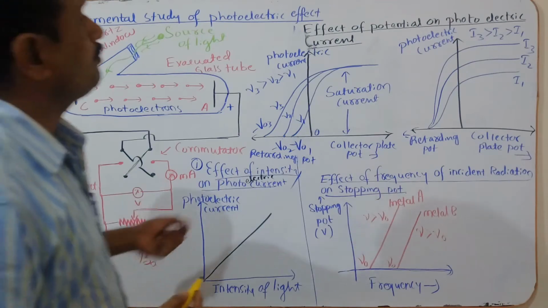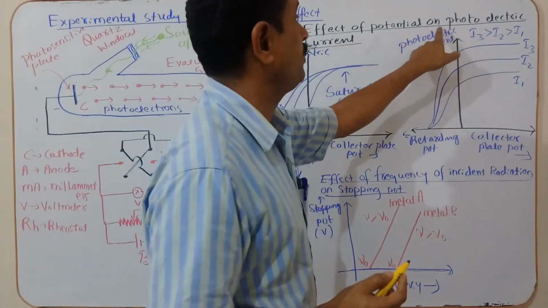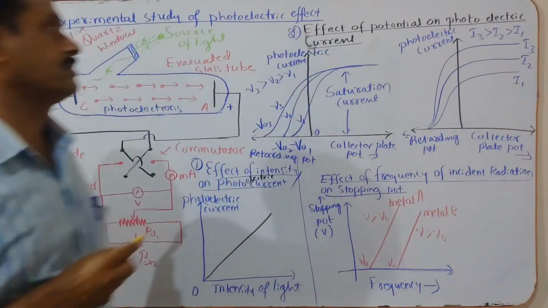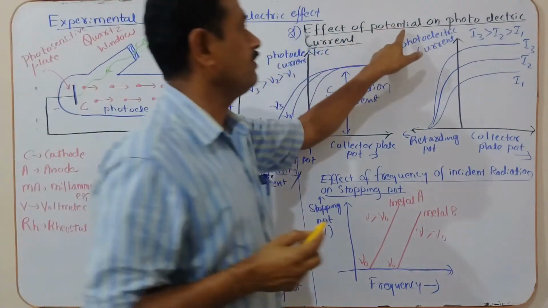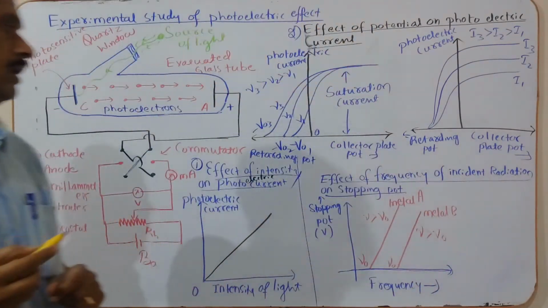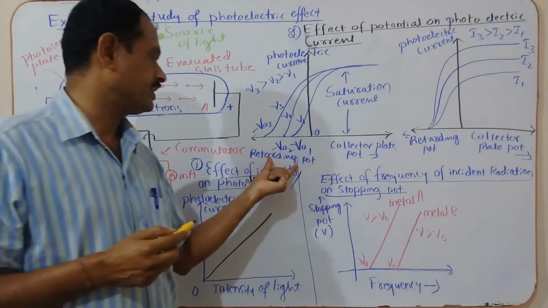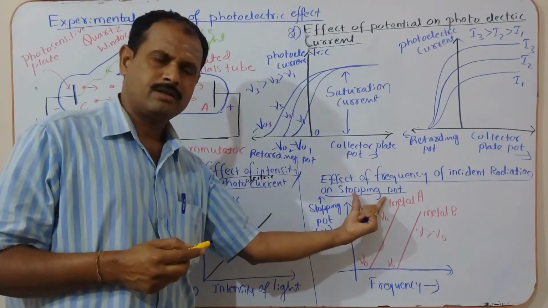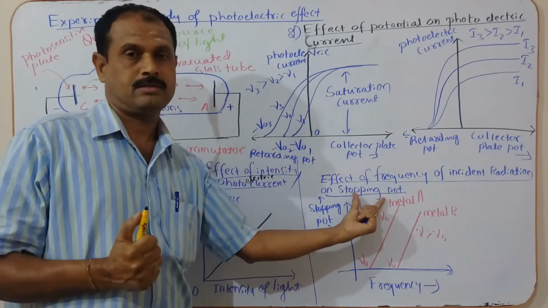Now you come to the second point: effect of potential on photoelectric current. Now it is a very important point, the retarding potential, or what is said to be the stopping potential. What is the meaning of stopping potential?